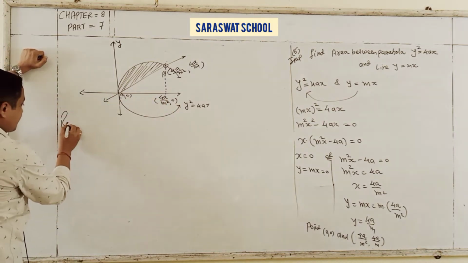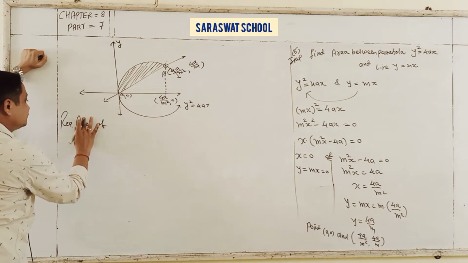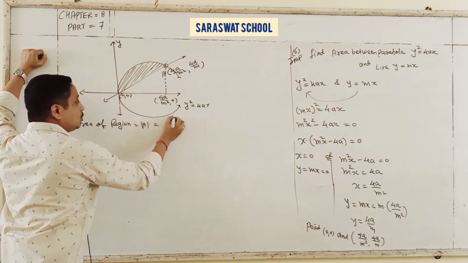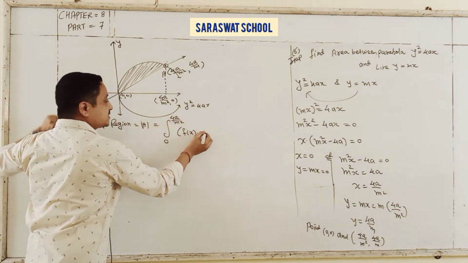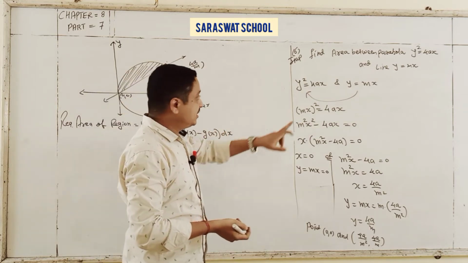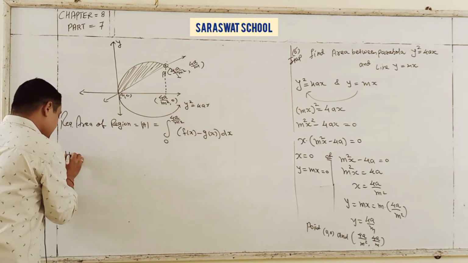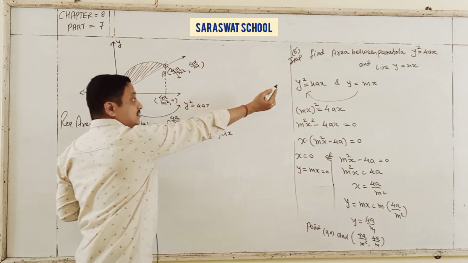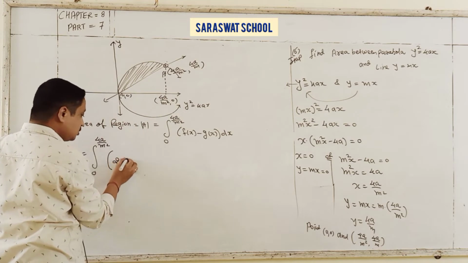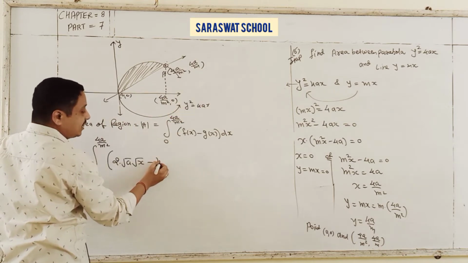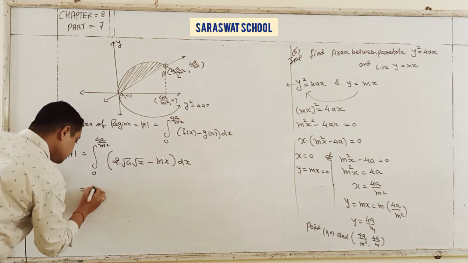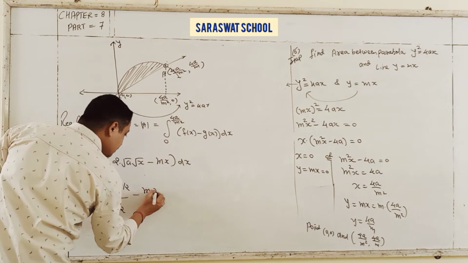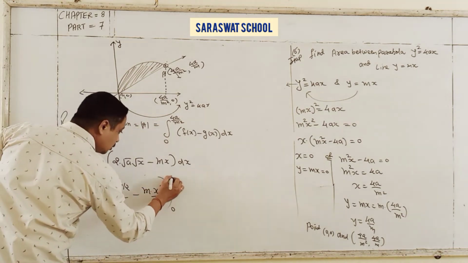So the required area of the region, which is necessarily positive, is the integral from 0 to 4a by m square of fx minus gx dx. Here fx is the parabola's y and gx is the line's y. So my area is the integral from 0 to 4a by m square; the first fx is y, which is 2 root a root x, and second gx is y, which is mx, dx. Simplifying, 2 root a times x raised to 3 by 2 divided by 3 by 2, minus m x square by 2, with limits 0 to 4a by m square.